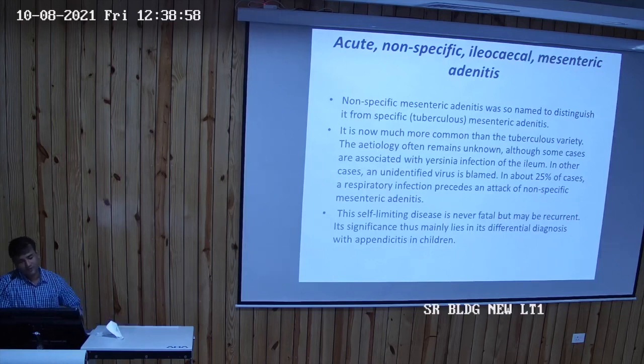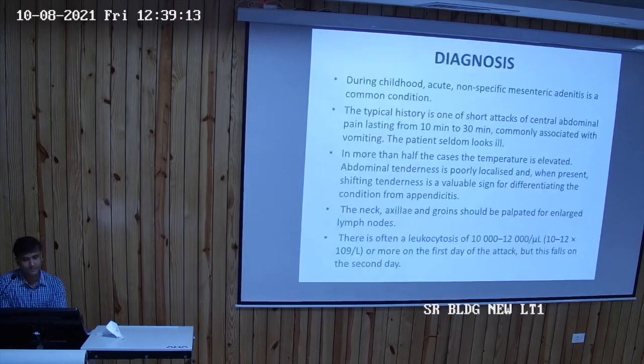In about 25% of cases, a respiratory infection precedes an attack of non-specific mesenteric lymphadenitis. It's a self-limiting disease, never fatal, but may be recurrent. Its significance mainly lies in its differential diagnosis from appendicitis, especially in children. Acute non-specific lymphadenitis is a common condition in childhood.